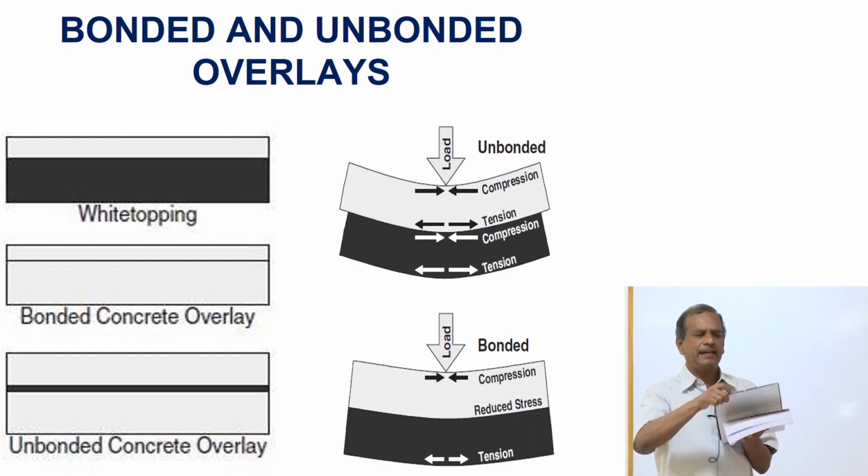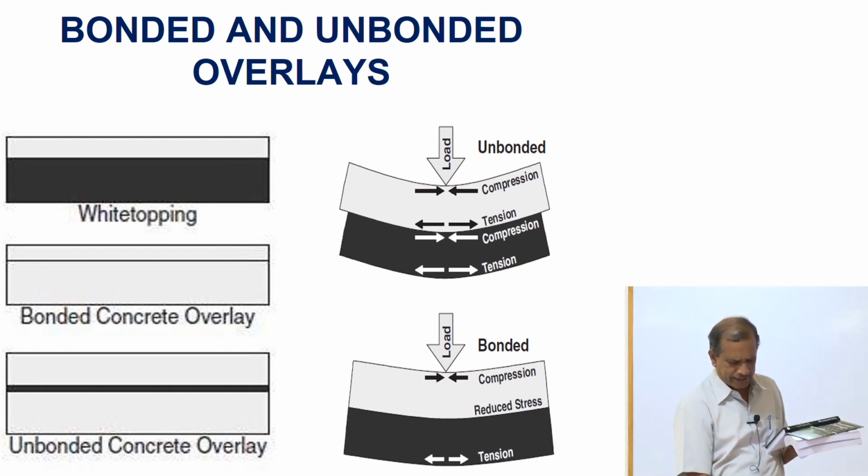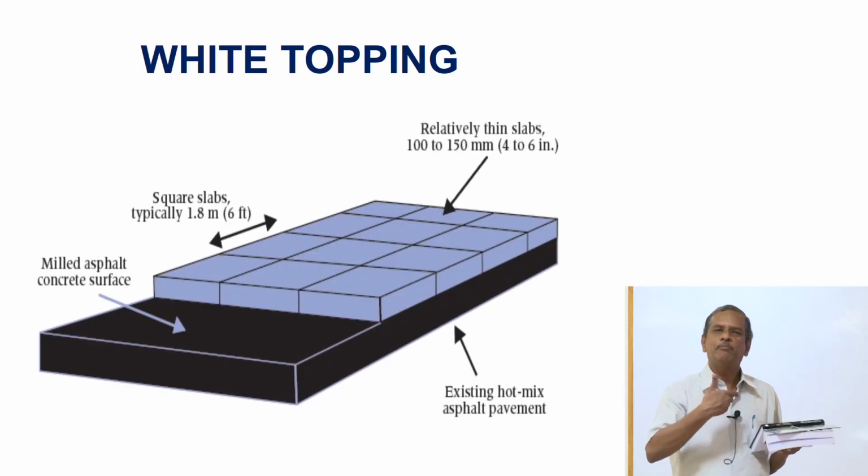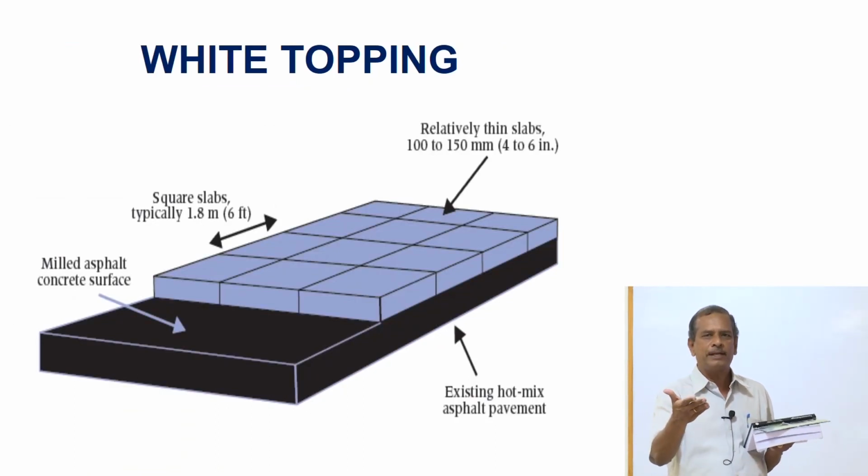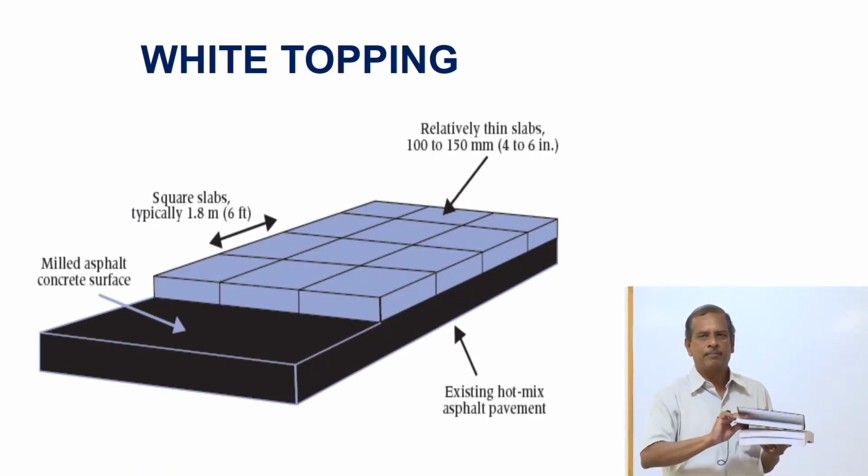If I provide a thin layer on the top, then it's possible that the layer may crack. So I have to ensure a bond between this concrete pavement and this bituminous layer. How do you ensure the bond between these layers is the question here. So I have to mill the surface to ensure better bonding and provide a concrete pavement.